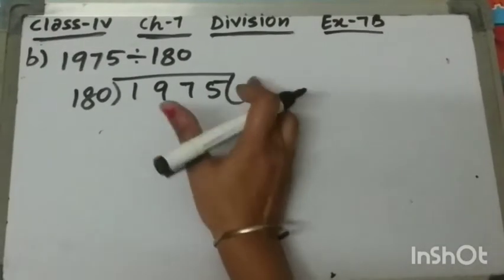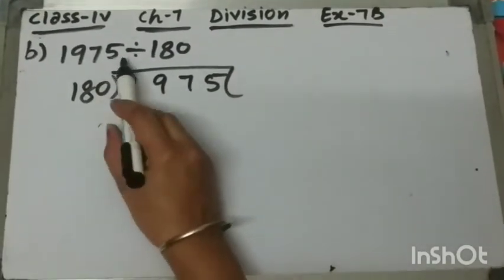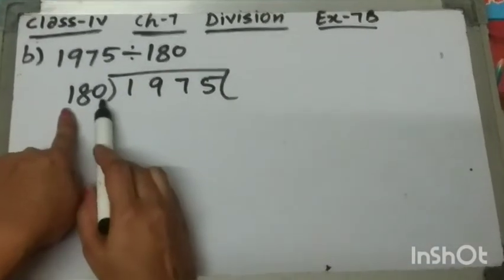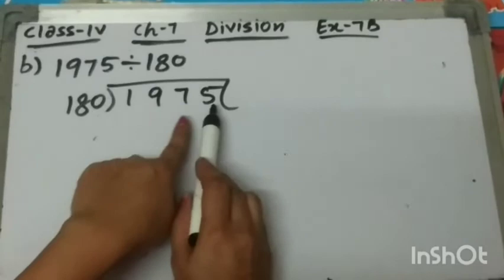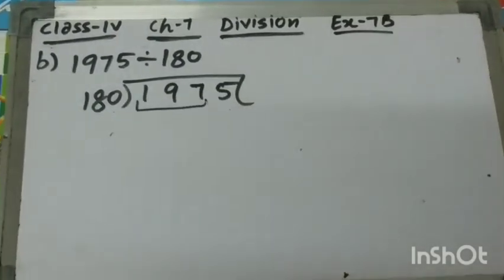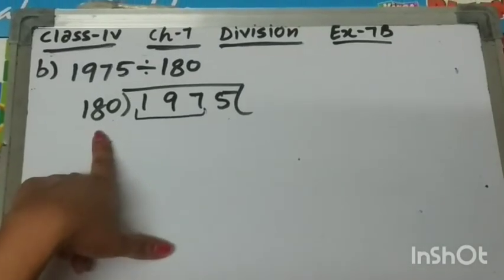B part is 1975 divided by 180. So the divisor is having 3 digits but dividend is having 4 digits. So first of all we will check first 3 digits. Okay, because divisor is having 3 digits.